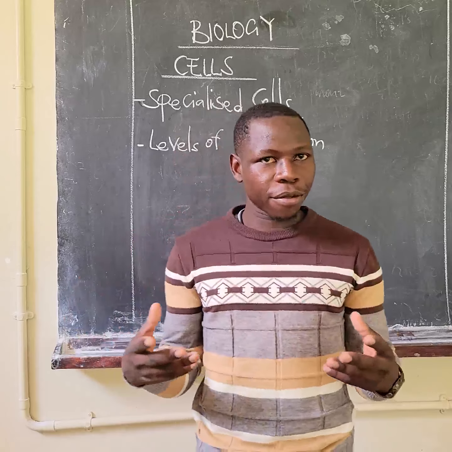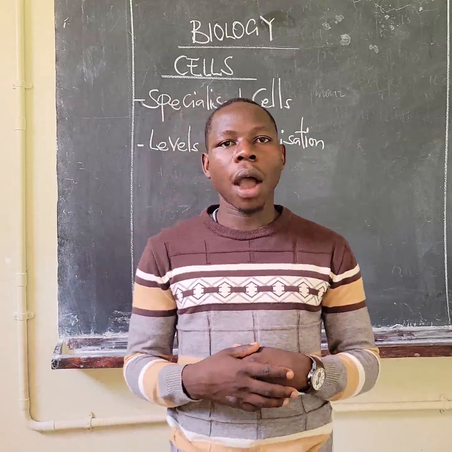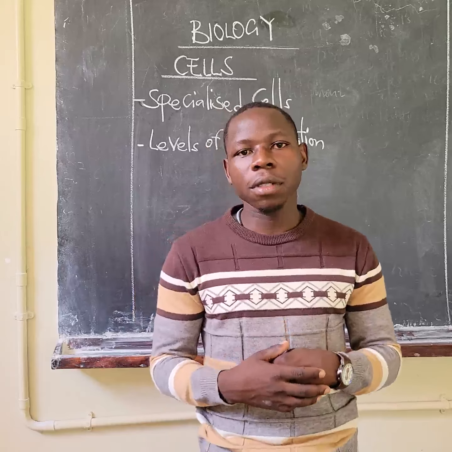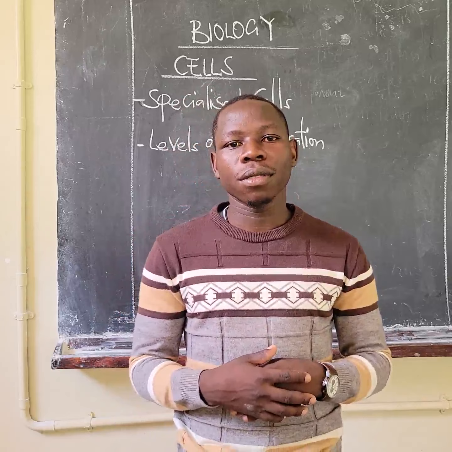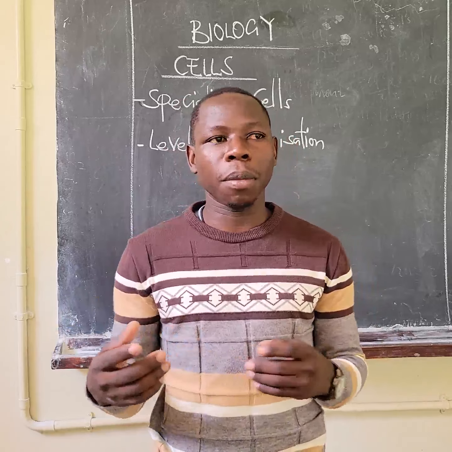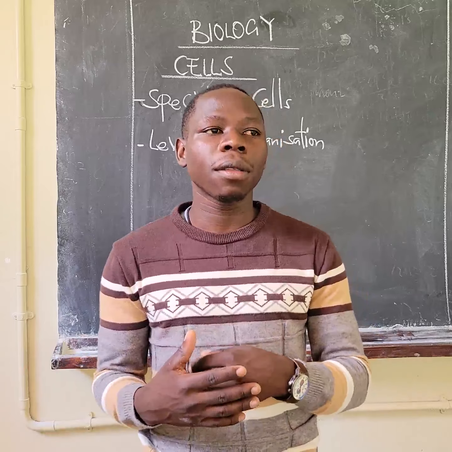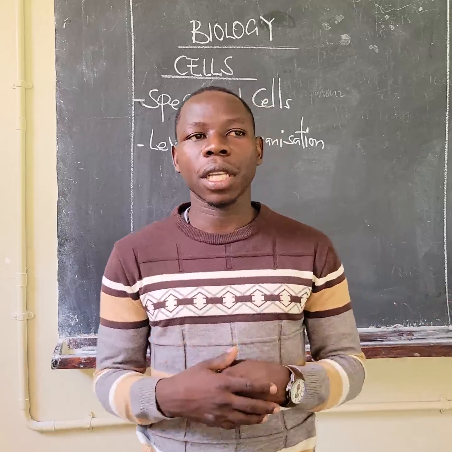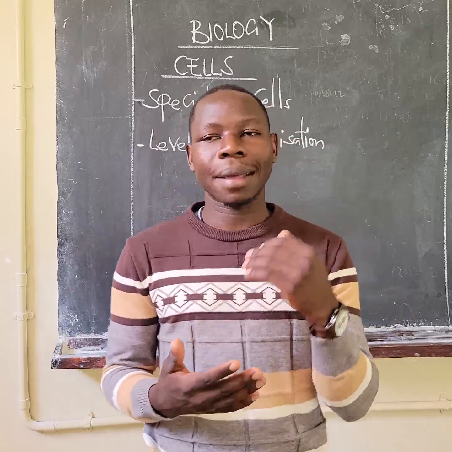Now I believe you know how a plant cell looks like, you know how an animal cell looks like, you know the parts that are found in a plant cell, and you know the parts that you can find on both the plant cell and animal cell. And I believe you can give the functions of all the parts.